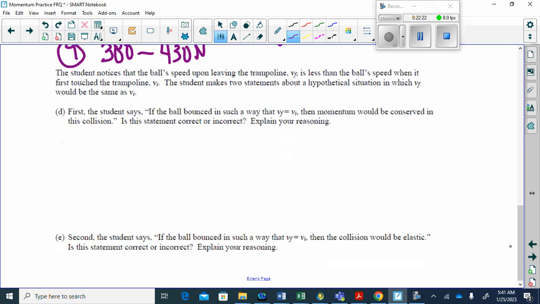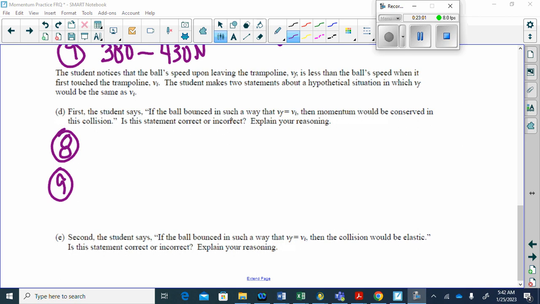So moving on, part D, we are looking at that. Student notices that the speed upon leaving the trampoline is less than the speed when it first touched the trampoline, and the student makes two statements. These statements are about a hypothetical situation in which the final and initial velocity would be the same. So the student says if the ball bounced in such a way that the final equals the initial velocity, then momentum would be conserved in this collision. Is this correct or incorrect? And explain your reasoning.